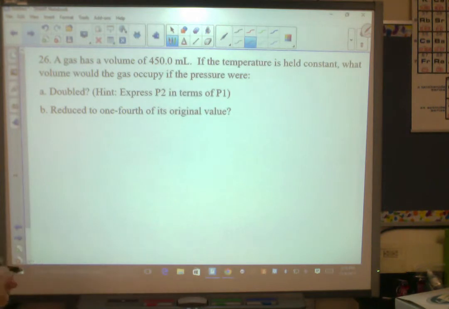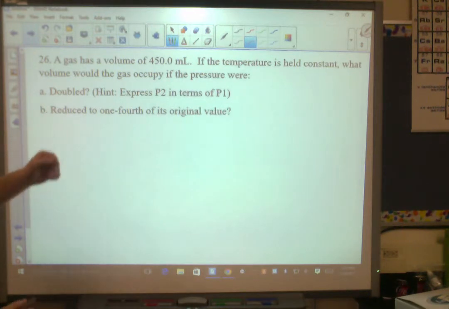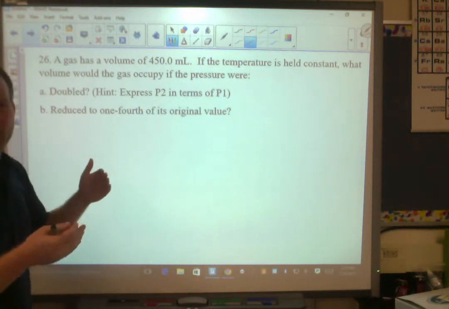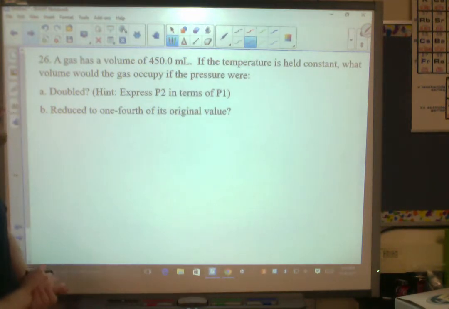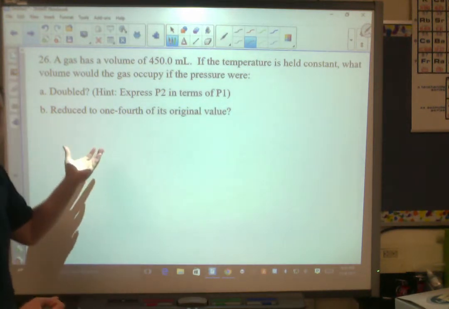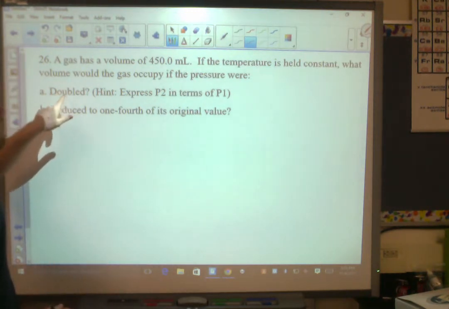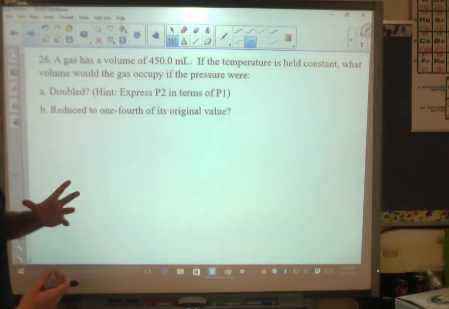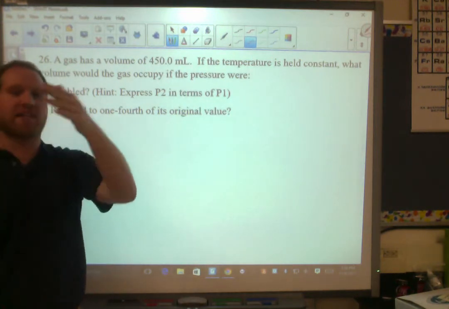26. Gas has a volume of 450.0 milliliters. If the temperature were held constant, what volume would the gas occupy if the pressure were doubled and reduced to 1/4? So this is kind of like a just thinking type question. We don't even really need to do an entire equation for this. So if temperature is held constant, and of course it goes without saying, number of particles is also held constant. So if we double the pressure, now this is kind of hard to think. You can't really look at a gas and directly double its pressure.